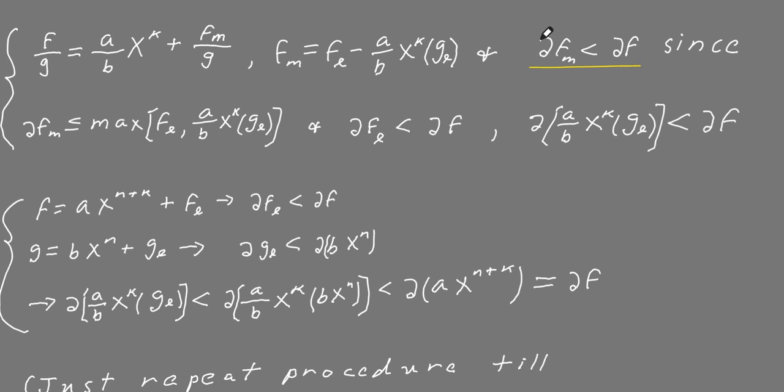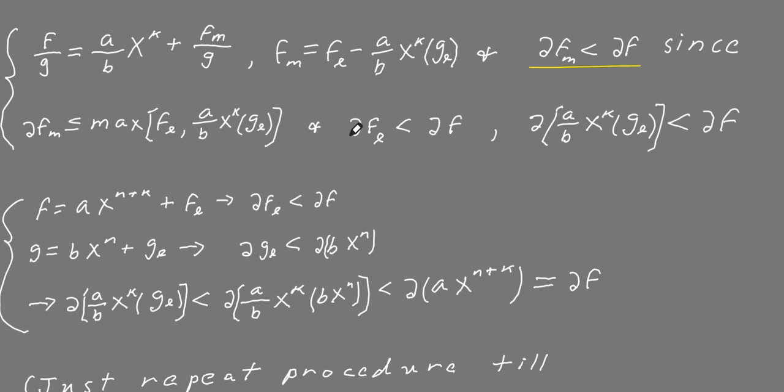And the nice thing about this is that the degree of f sub m, the modified numerator, will be less than the degree of f, the original numerator. And that's because f sub m is equal to f sub l minus a over b times x to the k times g sub l. And the degree of this term and the degree of this term are both less than the degree of f. And the degree of f sub m has to be less than the degree of this or the degree of this.